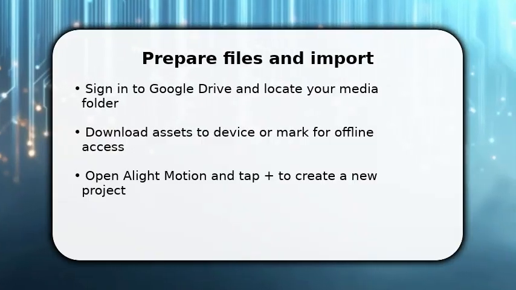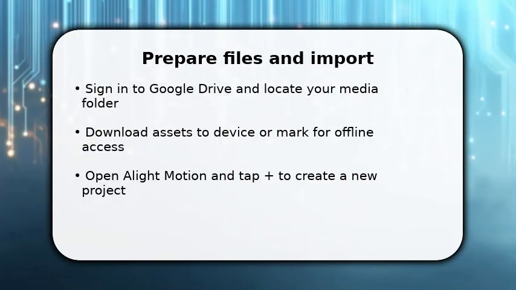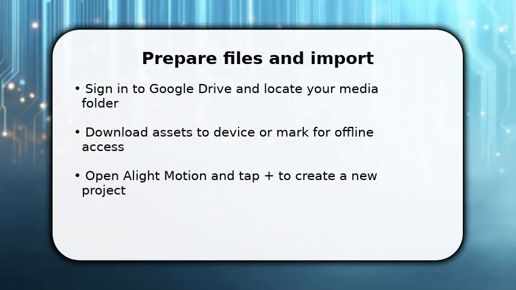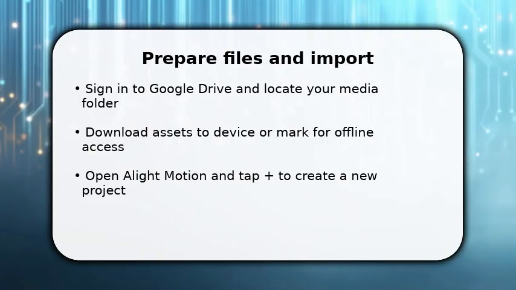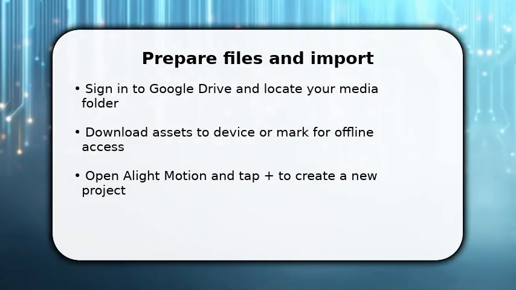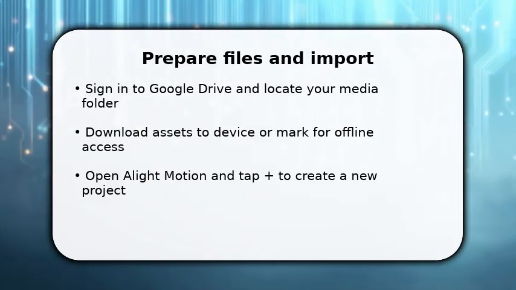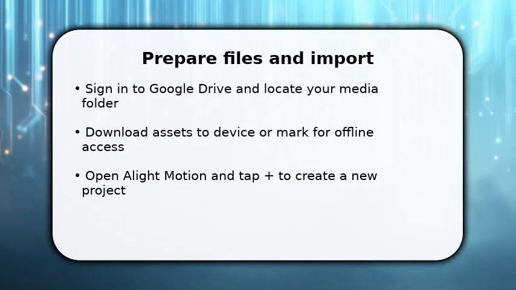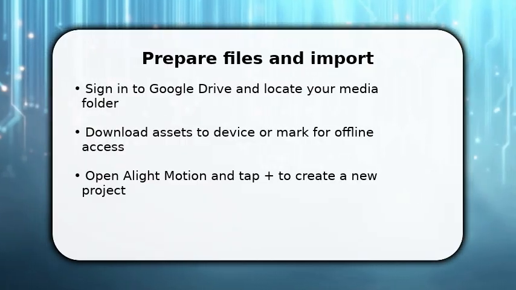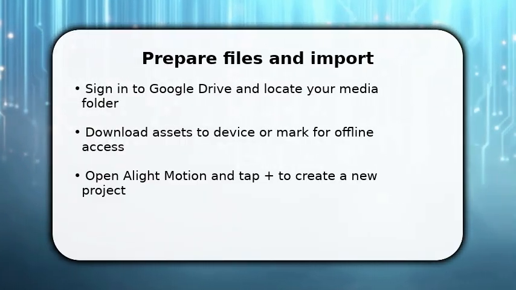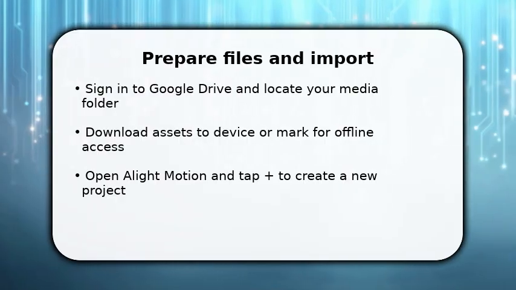You'll start by getting your assets ready. Sign into Google Drive, find the folder with your video, images, or audio, and download them to your device or enable offline access. Once done, open Alight Motion and create a new project with the correct aspect ratio and frame rate to match your Drive media. Make sure to name the project clearly.